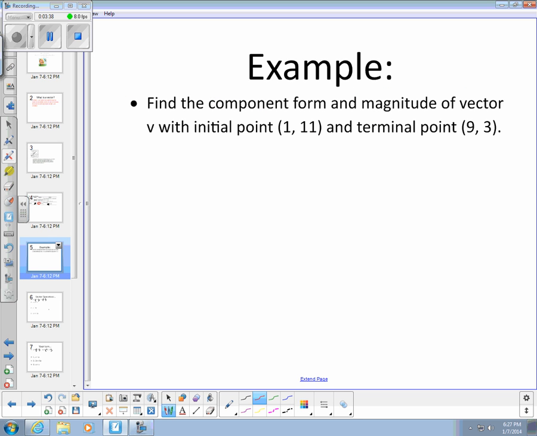For example, let's say we have an initial point at (1, 11) and a terminal point at (9, 3). Notice these are in parentheses, which tells you that it's a point, not a vector. We want to find the components of the vector, and then we're going to find the magnitude. So to find the components for vector v, I'm going to take my terminal point x-coordinate and my initial point x-coordinate and subtract them. Then I'm going to do the same thing for my y-coordinates. And remember, it's terminal minus initial. You might write that down: terminal minus initial. So when I simplify that, I'm going to get components of 8 and negative 8.